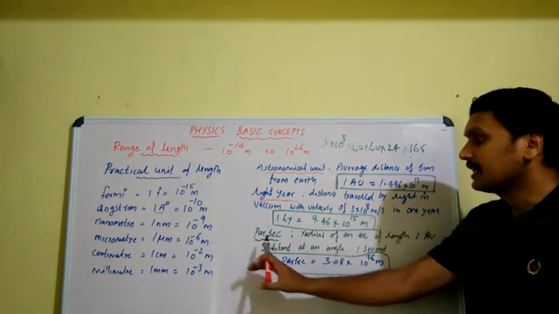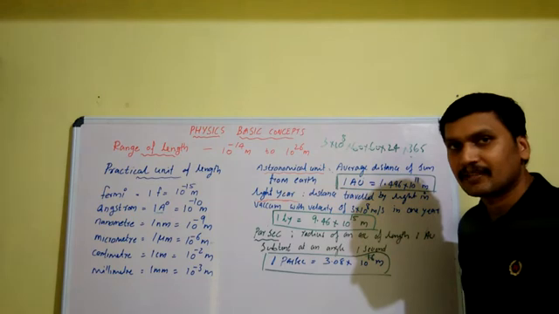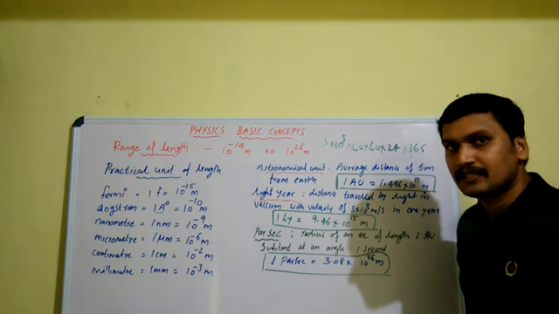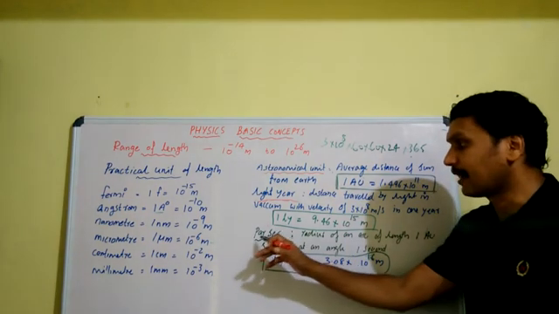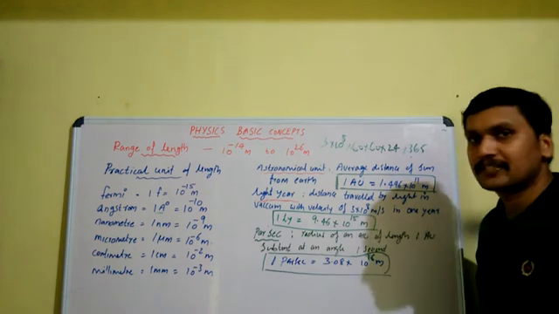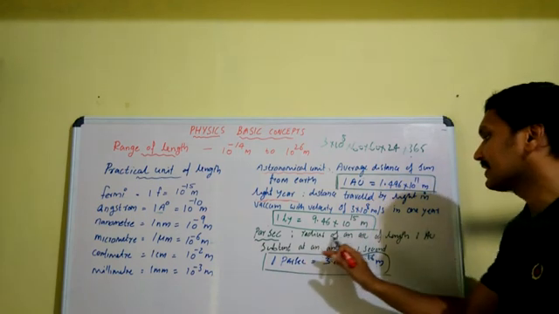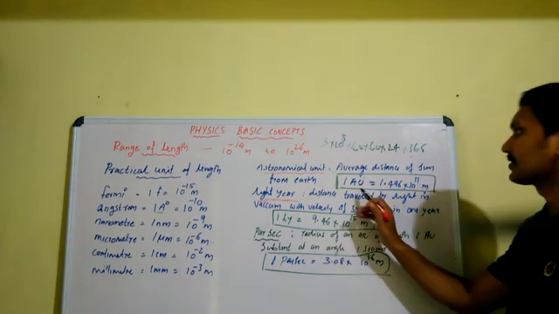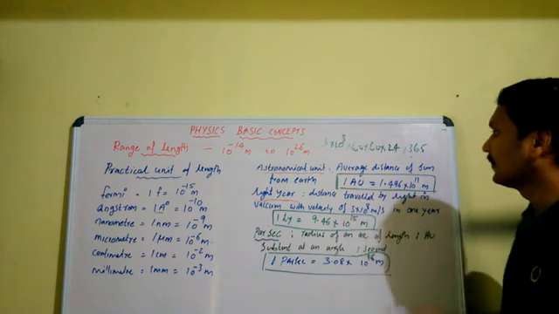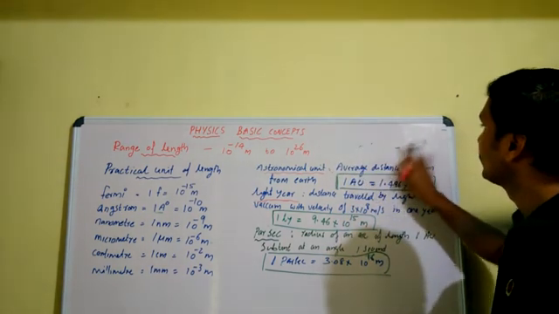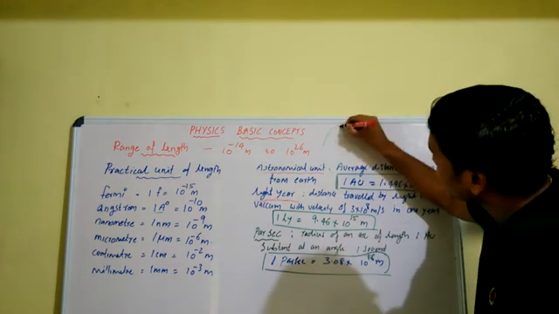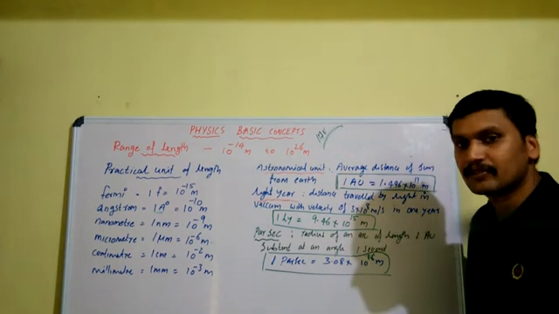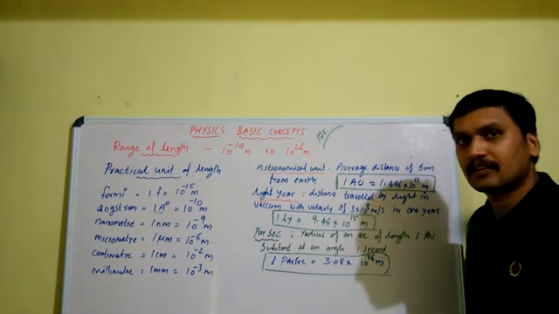And the biggest unit of length measurement is known as parsec. It is an abbreviation of parallactic second. The parsec is defined as the radius of an arc of length 1 astronomical unit. Remember, this is the value of 1 astronomical unit. Suppose this is an arc of length 1 astronomical unit.